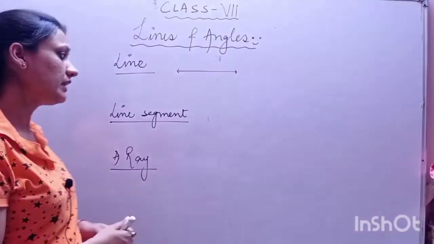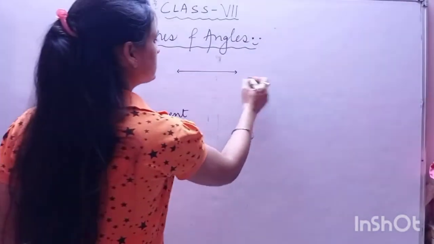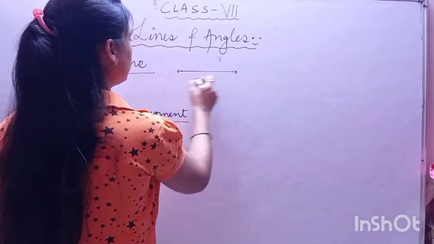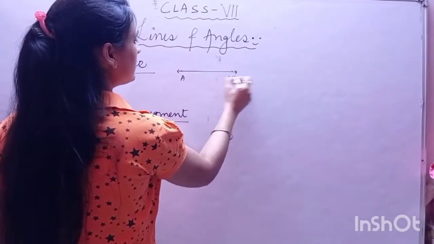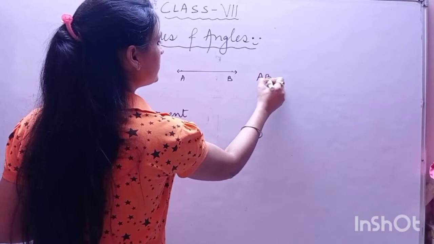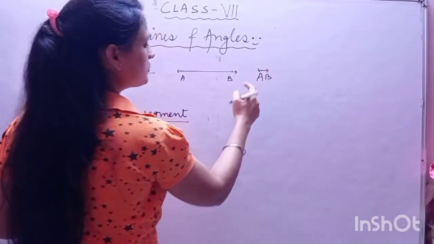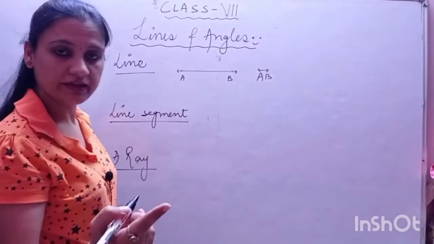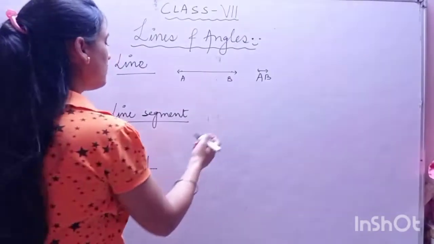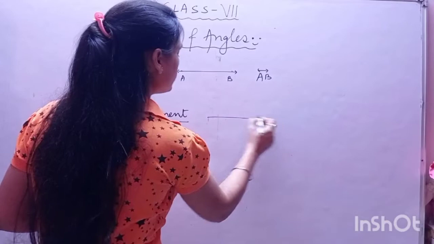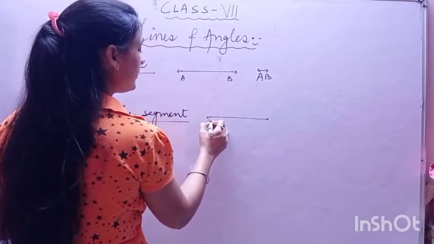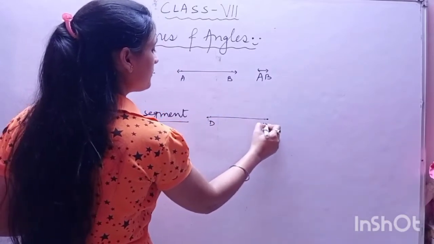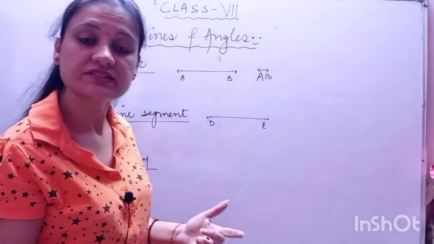And how to write down that this is a line? Let us name it, say AB. Whenever you see this symbol, you can easily understand that they are talking about a line. Now what is a line segment? It has two end points. End points mean it must have a fixed length.